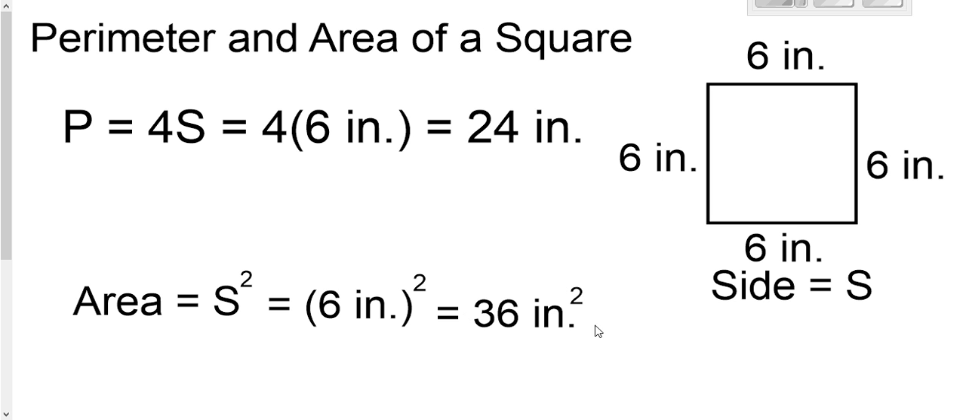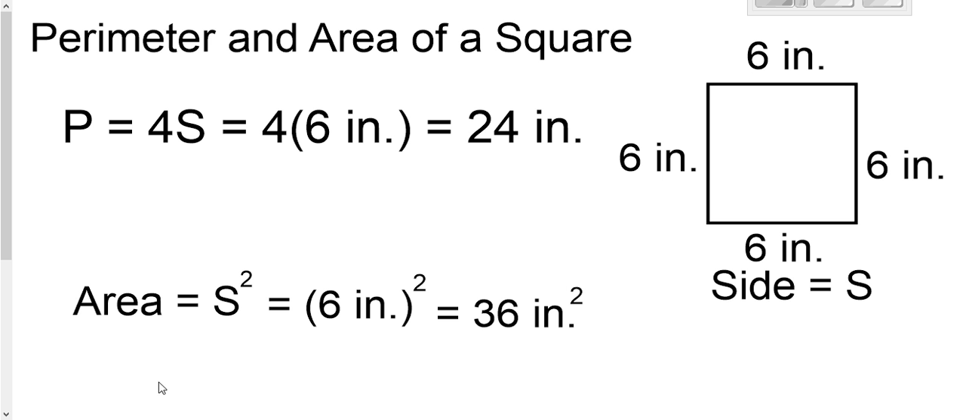So don't forget in your answer the correct units. Perimeter is a linear measure in inches, feet, miles, but area is always squares. How many of these little square inches fit in here? And we're getting that from multiplying the units times the units.